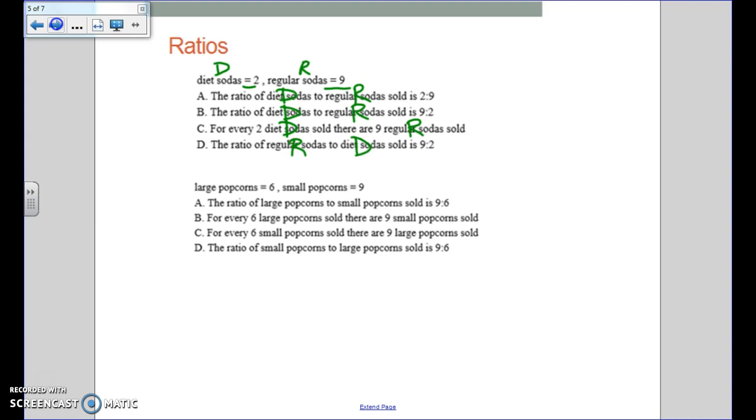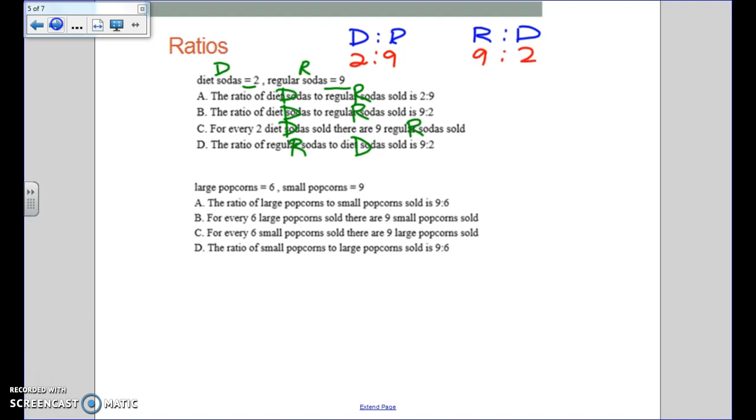Okay, and so in this question I could have 2 different ratios. I could have diet sodas to regular sodas, or I could have regular sodas to diet sodas, just depending on which comparison I'm trying to make. If it were diet to regular sodas, my ratio would be 2 to 9. If it is regular sodas to diet sodas, I would call that the ratio 9 to 2. Just depends on which order we're comparing.